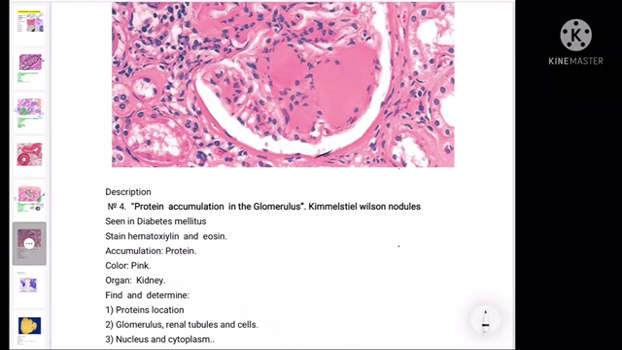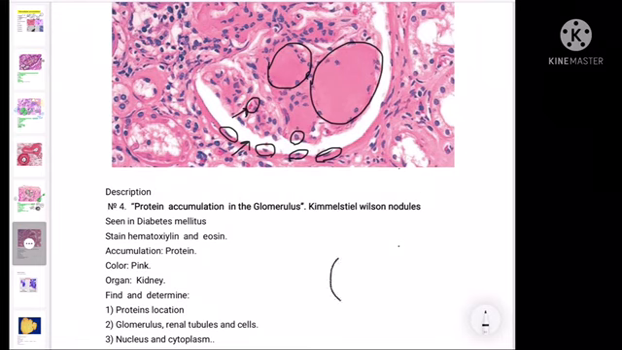So in this image, the Bowman's capsule is okay. The parietal cell of the Bowman's capsule is also okay. These are the squamous epithelial parietal layer. Just here are the podocytes, no problem with that. This is the blood vessel with RBC inside, no problem. But in this area and in this area, there is highly eosinophilic material deposition.